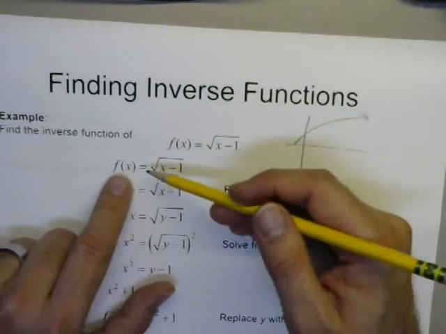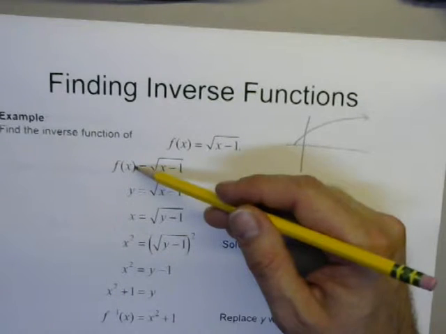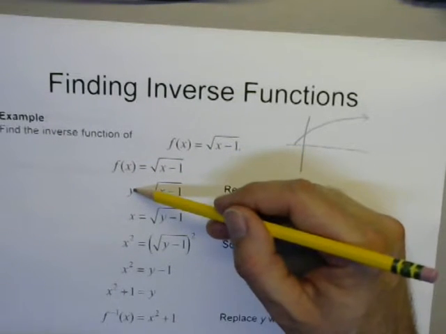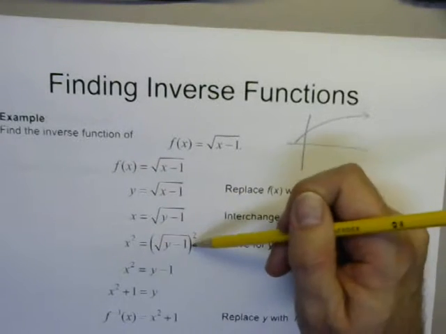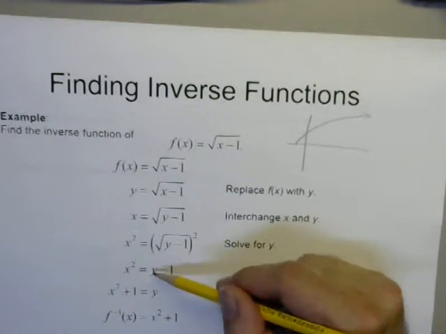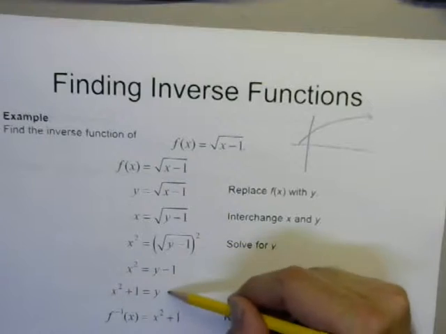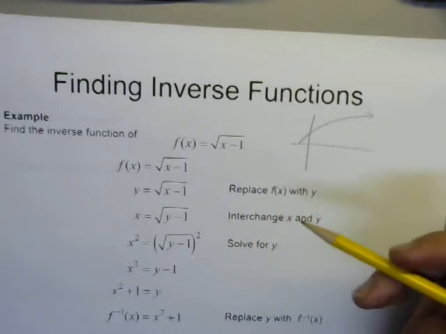Just to make things easier, and you don't have to do this, just replace this with y, and then interchange x and y, and then solve for y. So I want to get y by itself, so square both sides, and then just add 1 to both sides. So the inverse of this function is given by that.